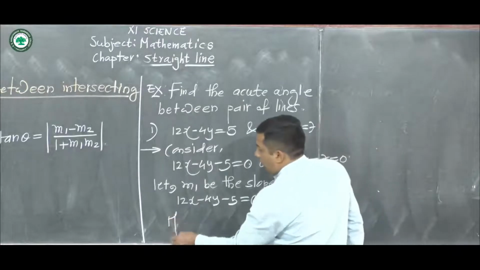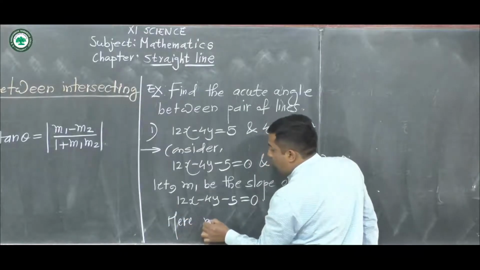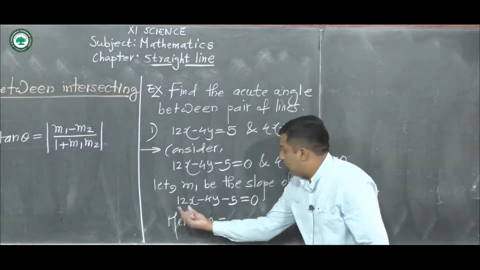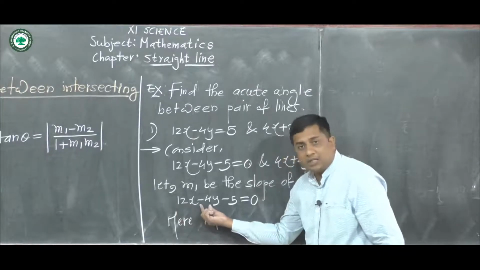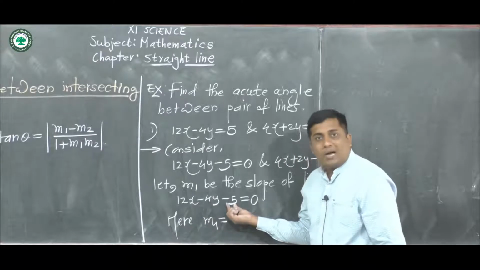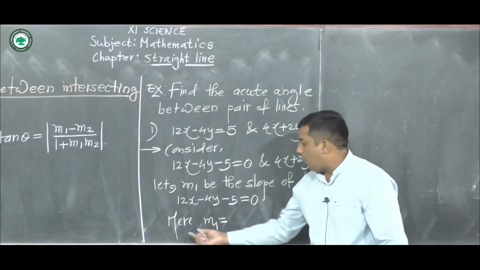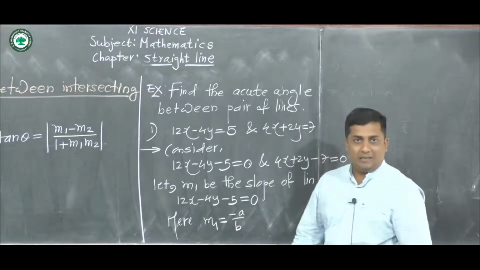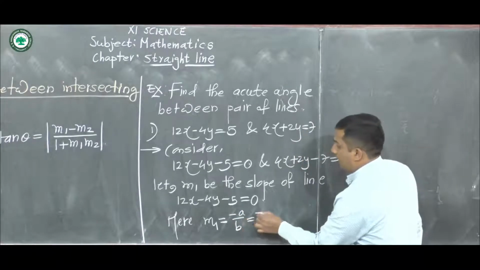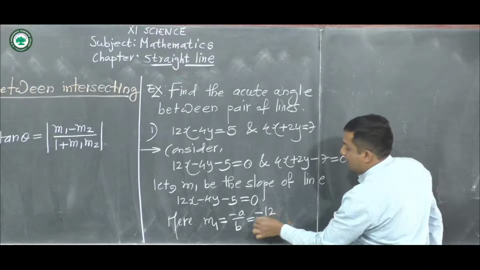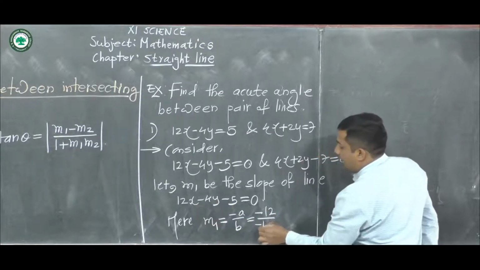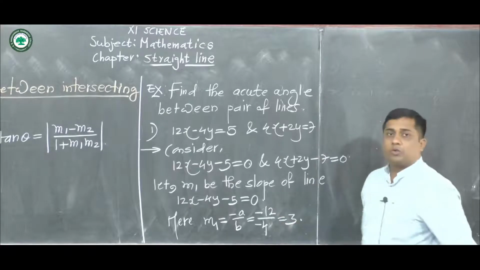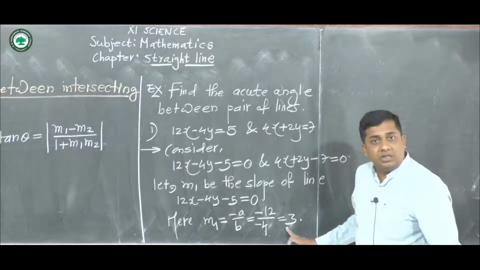So here the slope of this line, that is m1, is equal to, now here we know a is 12, b is minus 4, c is minus 5, and to find the slope of the given line we consider minus a upon b, which is minus of a is 12, divided by b, here b is minus 4, and this is equal to 3. So the slope of the first line is 3.